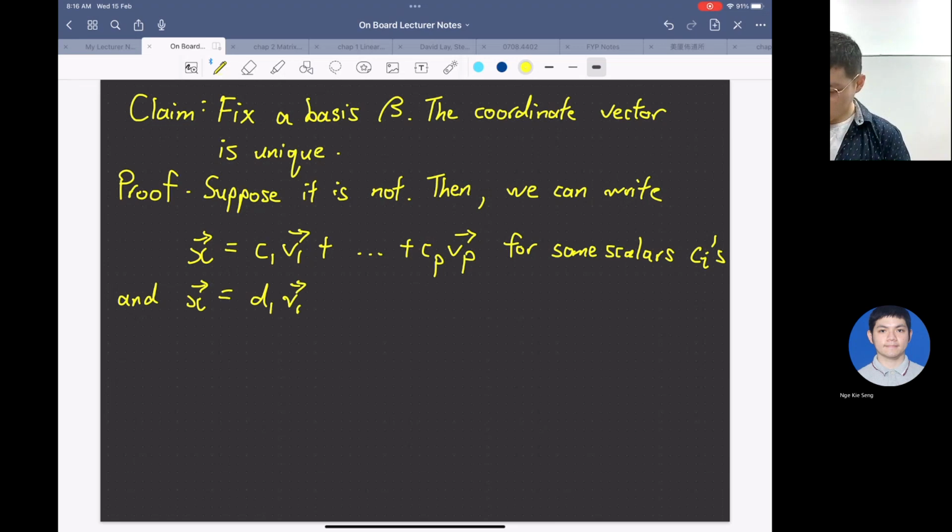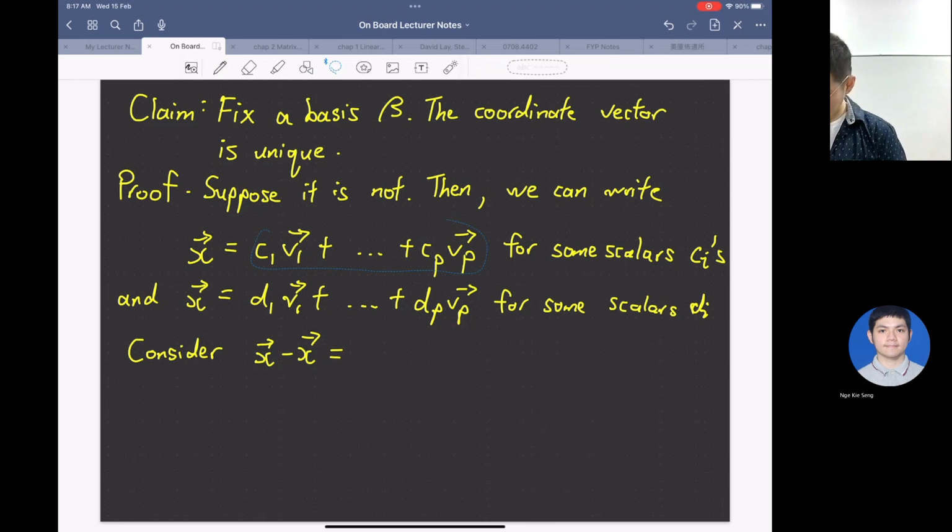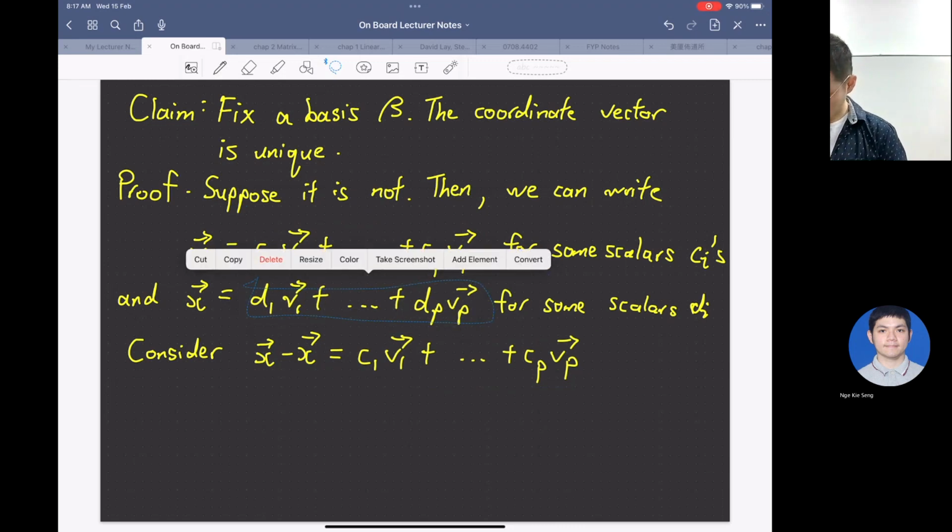Maybe D1 V1 plus up until Dp Vp, for some other scalars Di. Let's say they are different. Suppose they are different. Then consider x minus x. So what's x minus x? You get the first expression, take away the second expression.